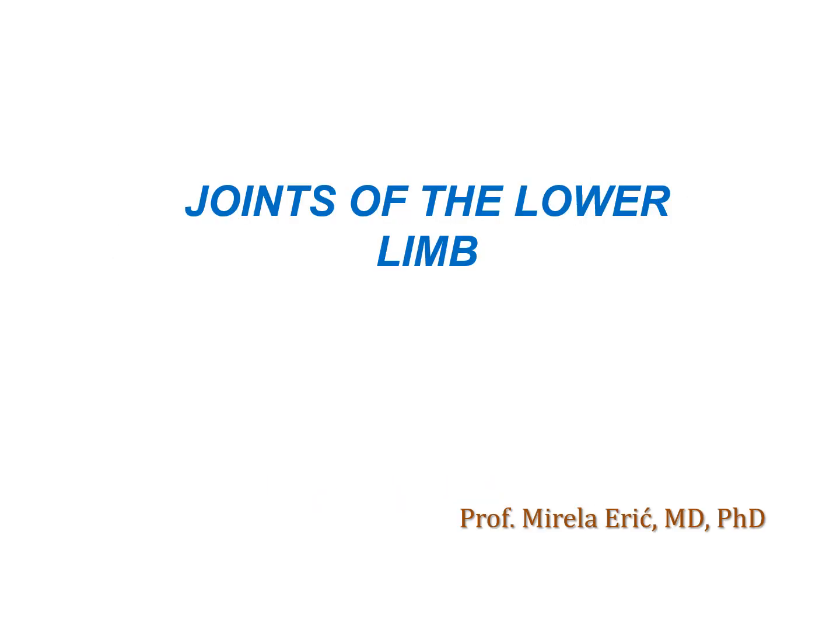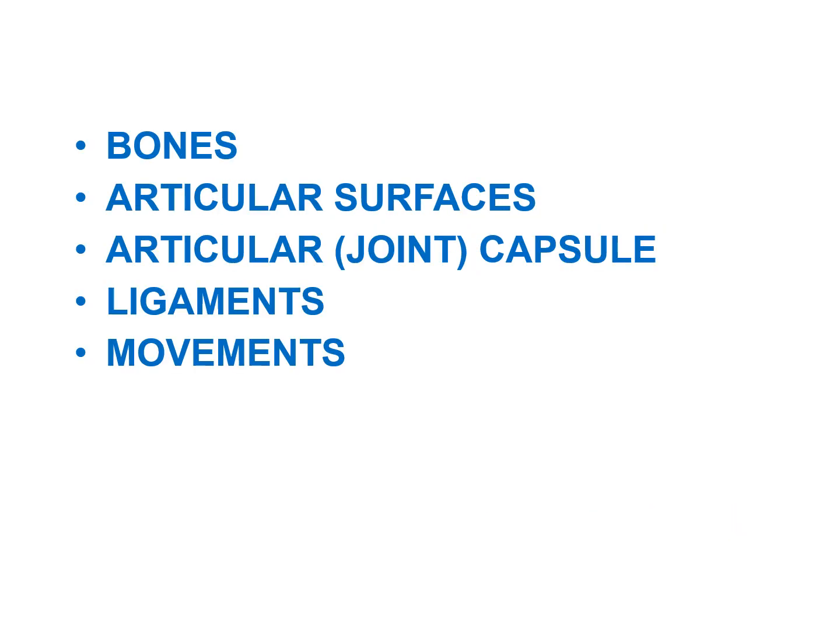This lecture is about joints of the lower limb. The main features of the synovial joints that should be described are bones, articular surfaces, articular or joint capsule, ligaments, and movements.